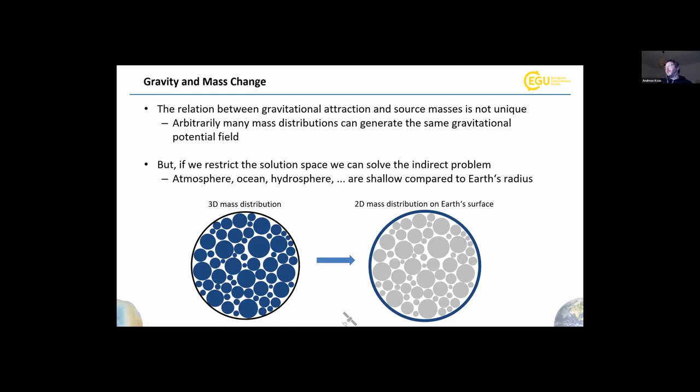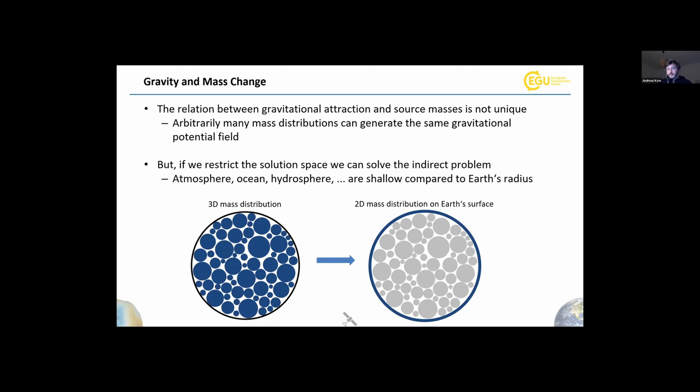The question is, now we have gravity measurements, and most geophysicists are interested in mass change because I want to directly see how much ice is melting or how much groundwater I am losing. And that's a little bit tricky because the relation between mass and the gravity field is not unique. So you can have infinitely many mass distributions which explain the gravity field that we observe.